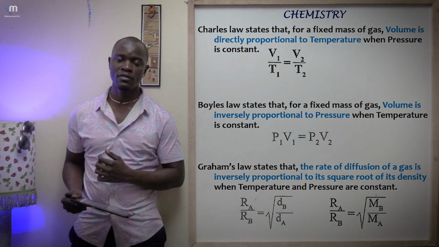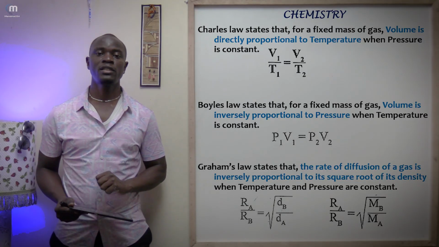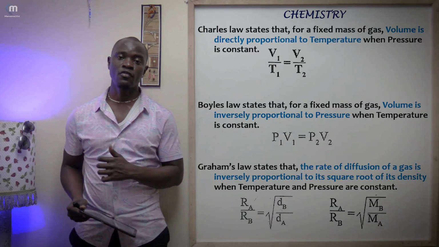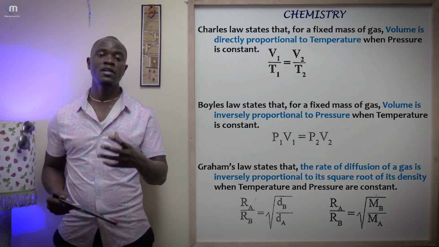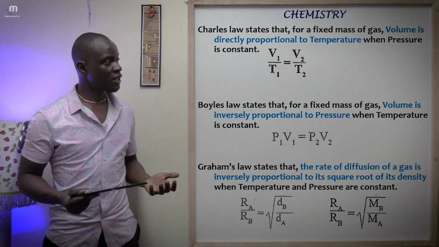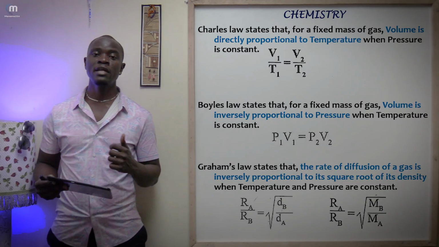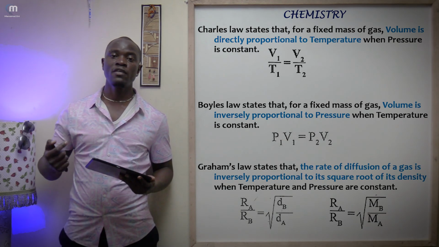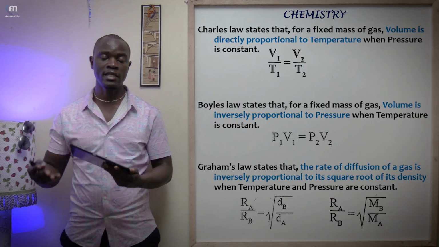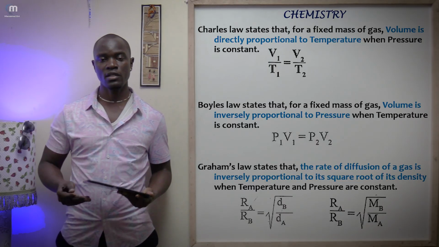But just to remind ourselves, remember we had four major laws that we looked at. Boyle's law states that for a fixed mass of gas, the volume of that gas will be inversely proportional to the pressure when the temperature is kept constant. So that was Boyle's law. Now the other law we looked at was Graham's law of diffusion, which states that the rate of diffusion of any gas is inversely proportional to the square root of its density when pressure and temperature are kept constant.